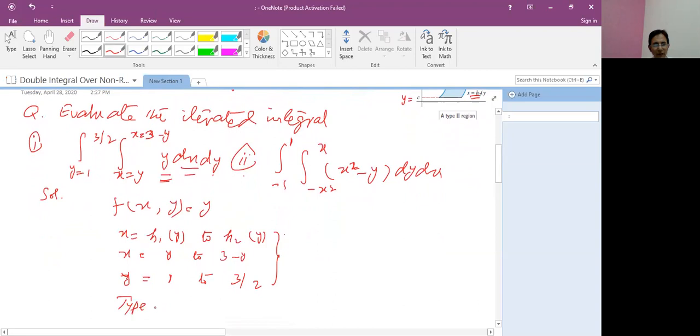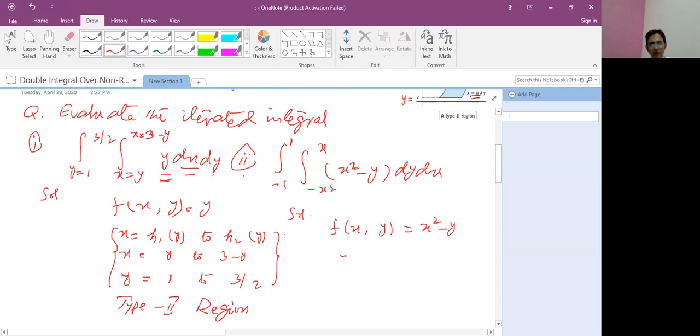How can we identify type 1 region and type 2 region? So the first application, we identified from these conditions that it is type 2 region. Now, when we consider the second application of the iterated integral, what is f of xy? First we write x square minus y.